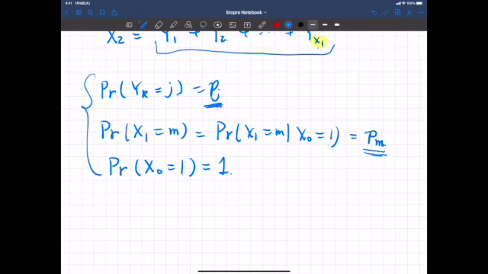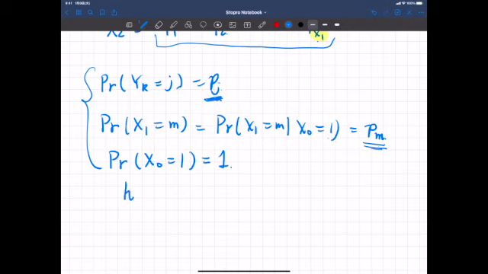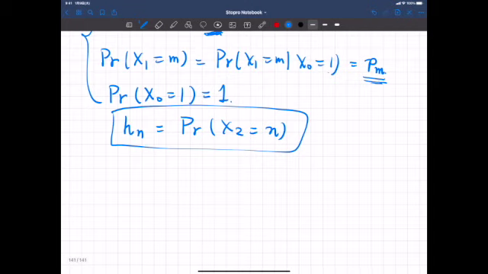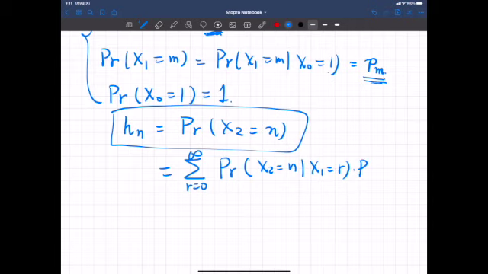Okay, so we know this information. And let's define this quantity Hn, that is the probability that the number of individuals in the second generation is n. So this is the definition, and we want to find this probability distribution. This is equal to, by using the partition theorem, the sum over r from 0 to infinity, where r is the number of individuals in the first generation, of the probability of X2 equal to n given X1 is r, times the probability of X1 being equal to r. So this is an application of the partition theorem.